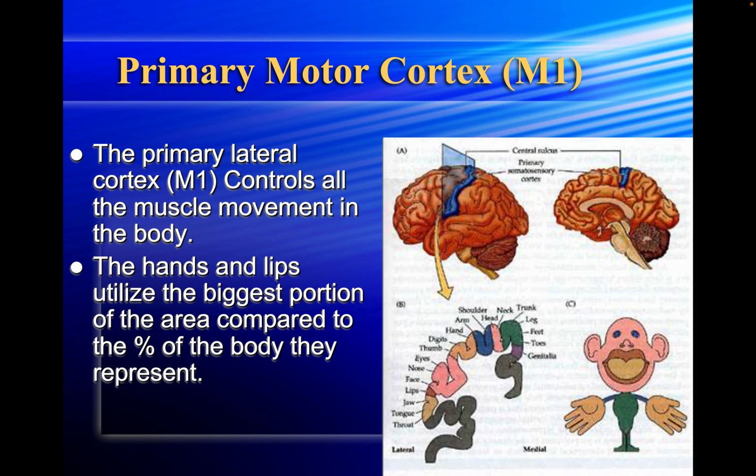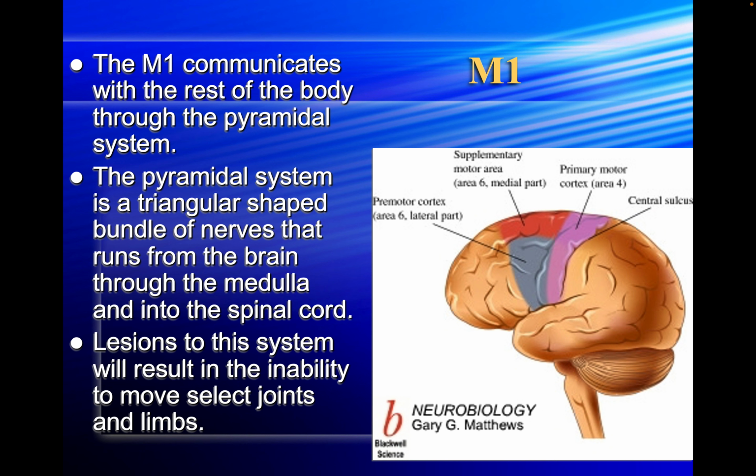The primary motor cortex, the M1, controls all the muscle movements in the body. The hands and the lips utilize the biggest portion of the area compared to the percentage of the body that they represent. The M1 communicates with the rest of the body through the pyramidal system. The pyramidal system is a triangular-shaped bundle of nerves that runs from the brain through the medulla and into the spinal cord. Lesions to this system will result in the inability to move select joints and limbs.